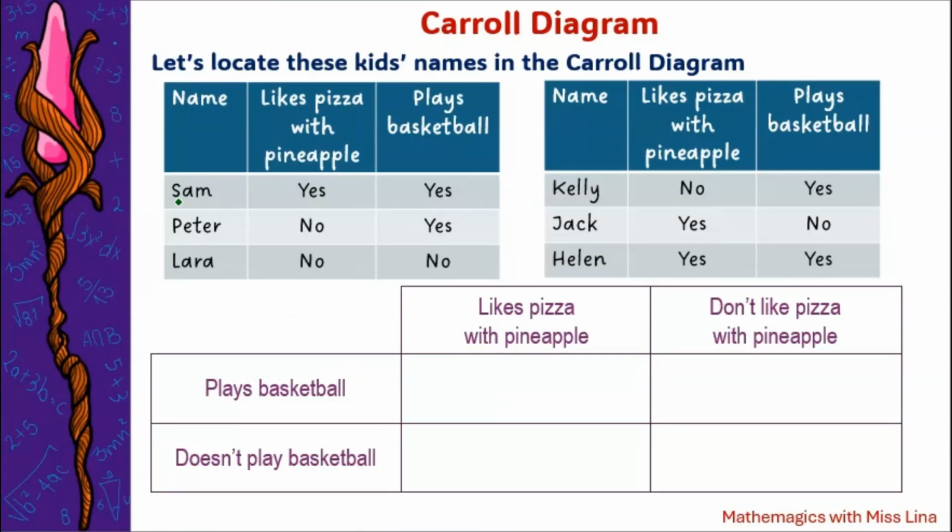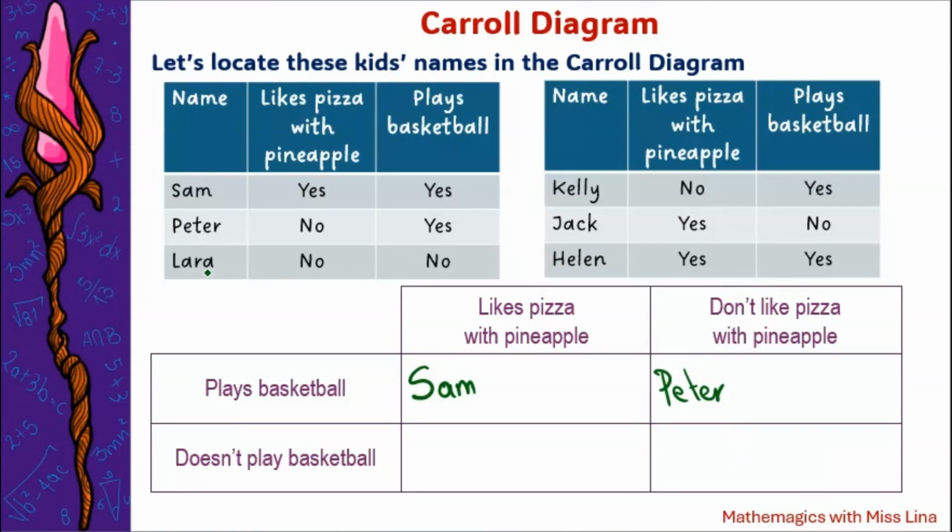Okay, let's start with Sam. For Sam, it says that he likes pizza with pineapple and he plays basketball. So he should go in the column that likes pizza and in the row that plays basketball. So let's put Sam here. Peter. Peter doesn't like pizza with pineapple, but he plays basketball. So it should go here, don't like pizza, but in the row that plays basketball. So Peter will go here.